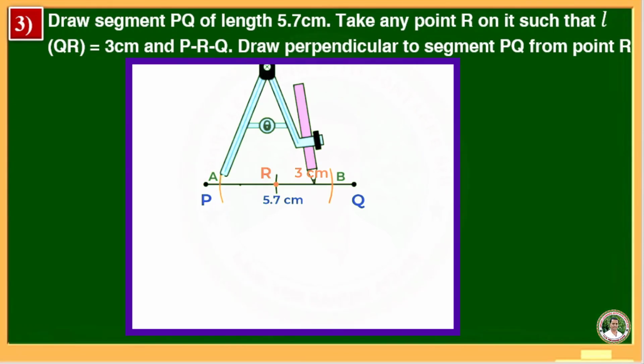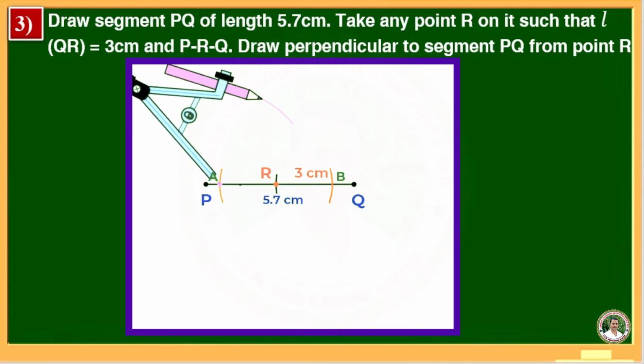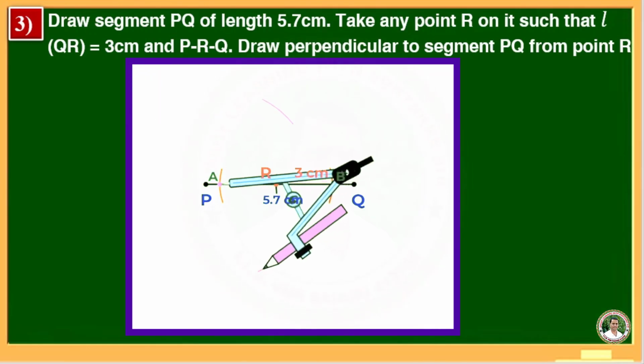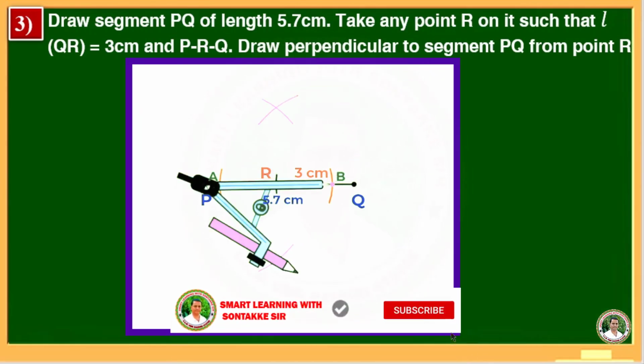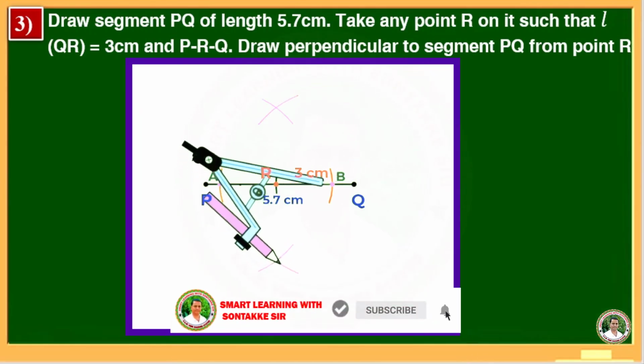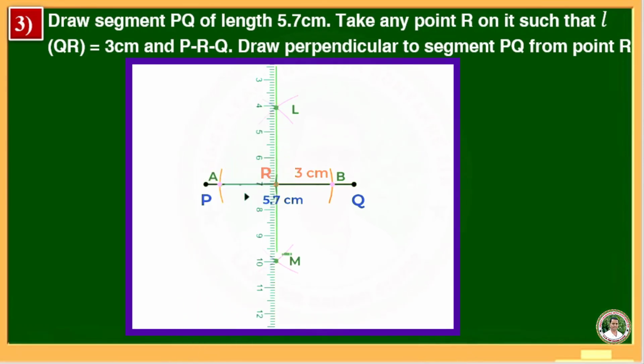Now keep pointed end of a compass on A and make two arcs on both the sides of segment PQ with same distance. Now B as a center, make two intersecting arcs. Draw the line LM, and this is the required construction of question number 3rd.